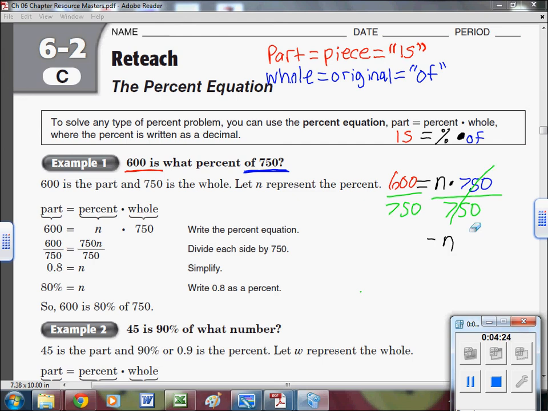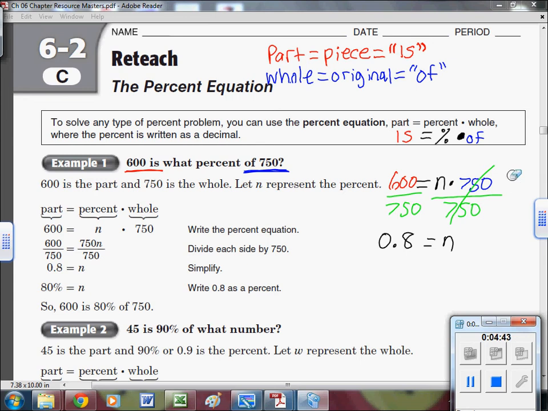And if you do that, you're left with N equals 600 divided by 750. So that means 600 divided by 750, and that's going to give us 0.8. So that means 0.8 is N. Well, remember, N is a percentage. 0.8, it's not quite a reasonable answer yet. It gave us a decimal.